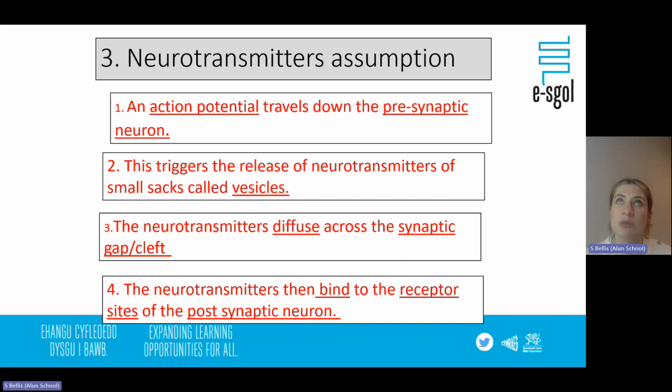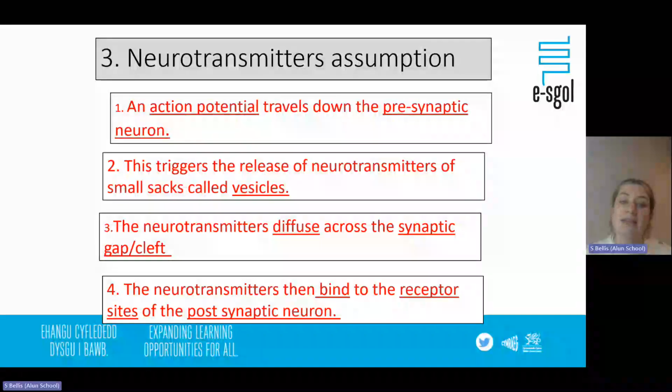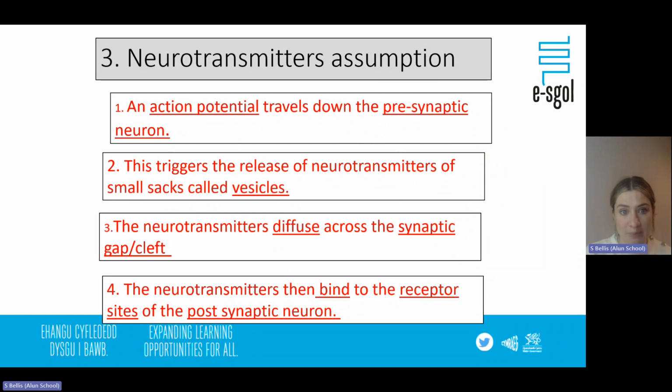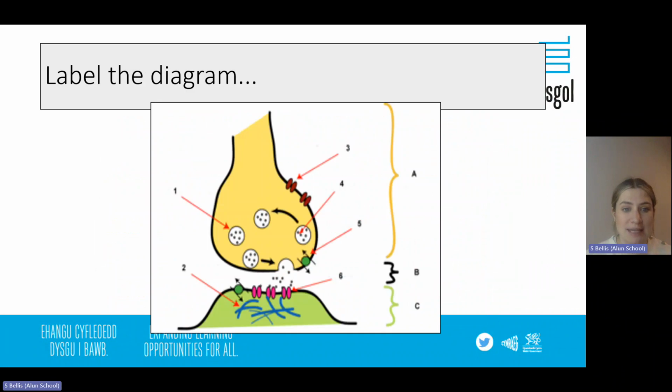Now when I talk about terminology as something that definitely needs to be in your answers, this one is massive on terminology. The neurotransmitters diffuse across the synaptic gap or the synaptic cleft, and they bind to the receptor sites of the postsynaptic neuron. Now, those 4 sentences are the key points from the whole process of synaptic transmission. Now, having a look at it, this is your process of synaptic transmission happening here.